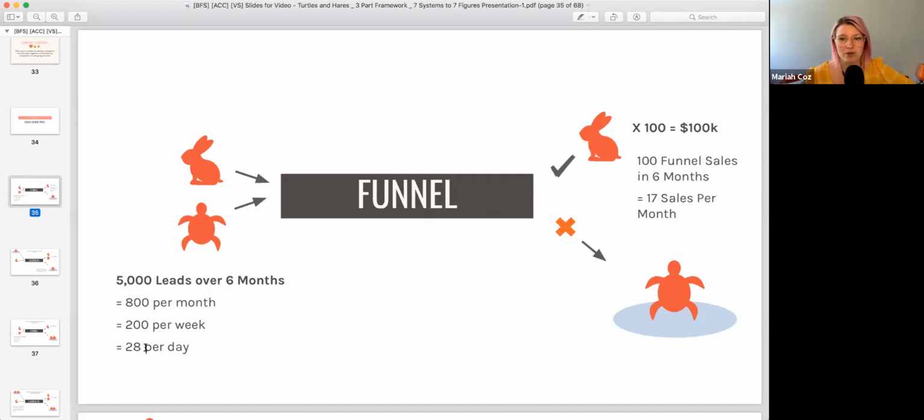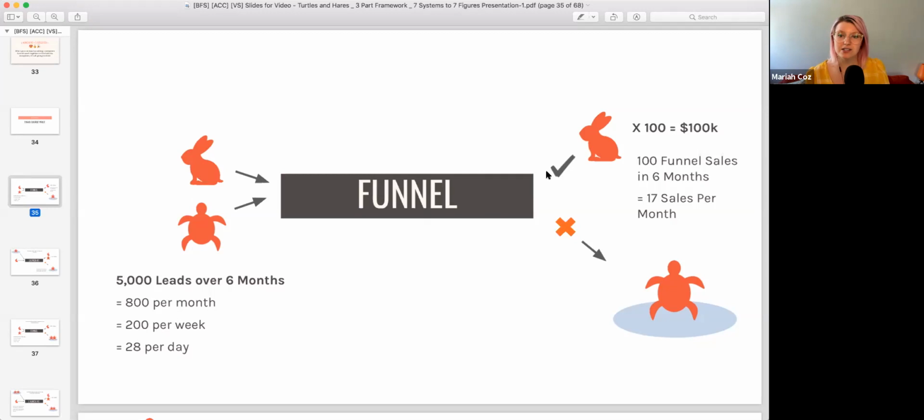Now, I know that with a little bit of work, and we're going to talk about it in a second, you can get to the point of driving 28 leads per day onto your email list, okay? So you don't have to start there, but that's what we're aiming for. And then you have a combination of turtles and hares going into your funnel.